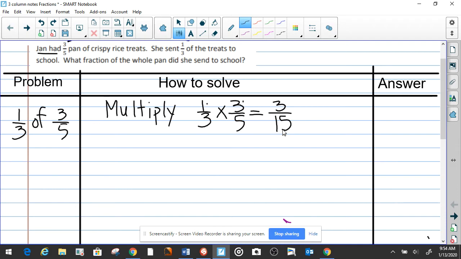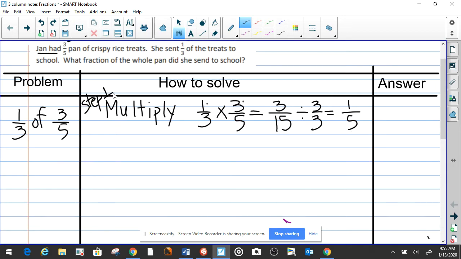Now, before I move on, I want you to know that these two numbers can be divided by 3. Because 3 divided by 3 equals 1, and 15 divided by 3 equals 5. So she sent to school 1/5. Okay, now that's step number 1.